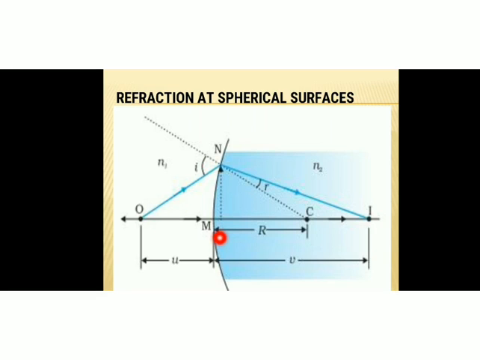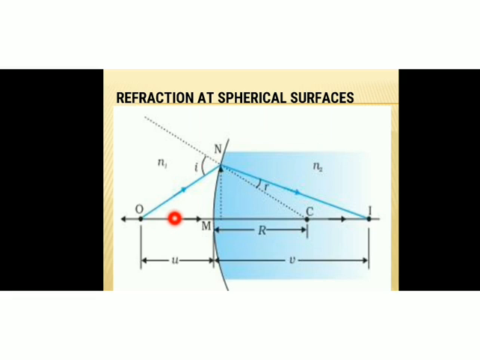Okay. Now, what is R? R is the radius of curvature, and radius of curvature is the distance between the center of that spherical surface and the center of curvature. Okay, that means the distance between the spherical surface and the center of curvature, that is R, radius of curvature. Okay children, so this is about the diagram.